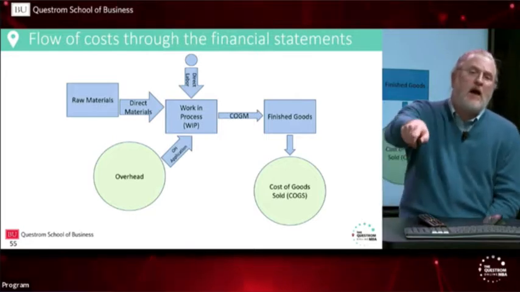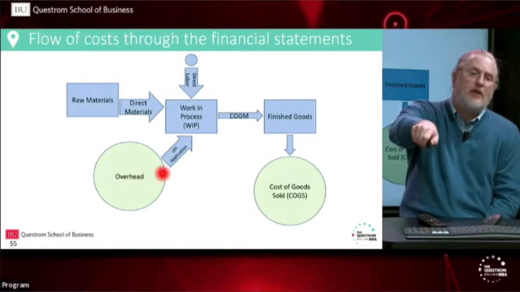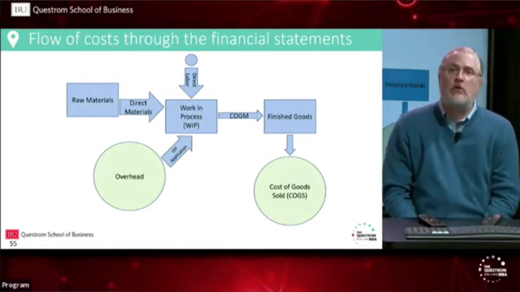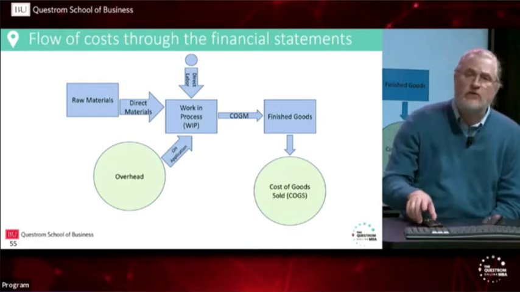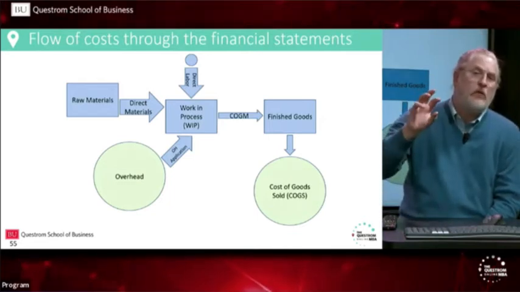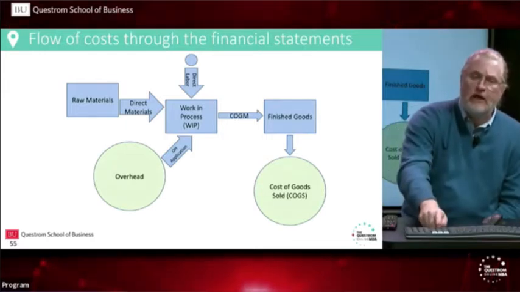And then somehow we have to take all of this overhead, and because it's non-traceable, it has to be applied or spread like peanut butter across all the cars that we're making, and it has to be allocated into WIP as well. So we have material, labor, and overhead all in WIP combining to create a finished product that then moves through the financial statements.